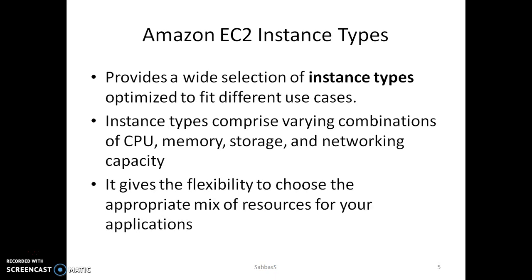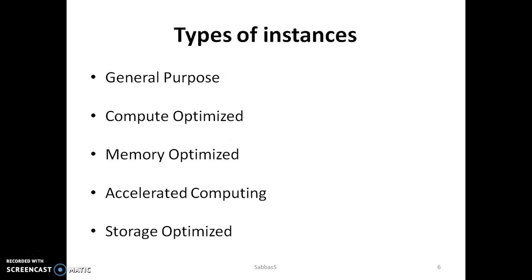So in EC2, there is a wide selection of instance types optimized to fit different use cases, with varying combinations of CPU, memory, storage and networking capacity. This is one of the most flexible facilities that you get from Amazon. Now coming to the important aspect, the way you choose different types of servers for different purposes on the hardware side. Here, virtually from Amazon, you get different types of options. You have general purpose instance, compute optimized instance, memory optimized instance, accelerated computing instance, and storage optimized instance.